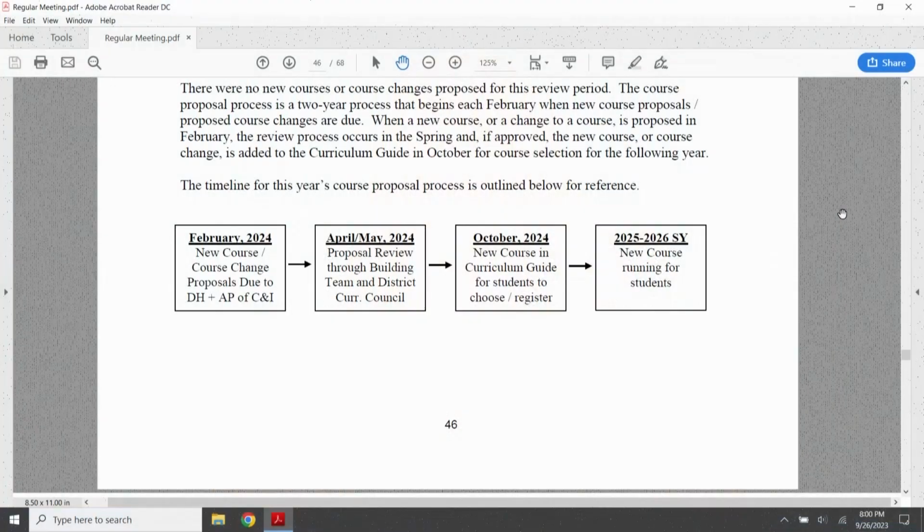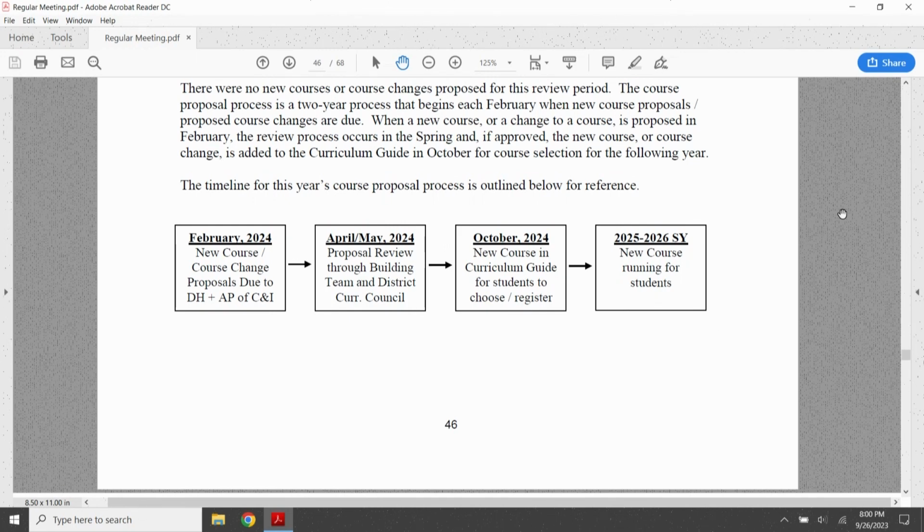So that's why on the memo for this report, I included the timeline at the bottom, because I think it's helpful to see. And it's something that we've been working on with division heads too, to make sure that our teachers really understand the process and how this works and what the timelines are. So this coming February, if there are courses that people would like to propose, that's when we will receive those, in February of this school year.